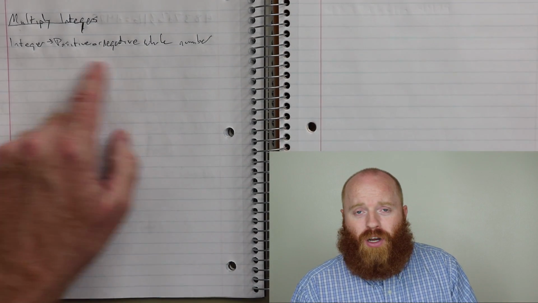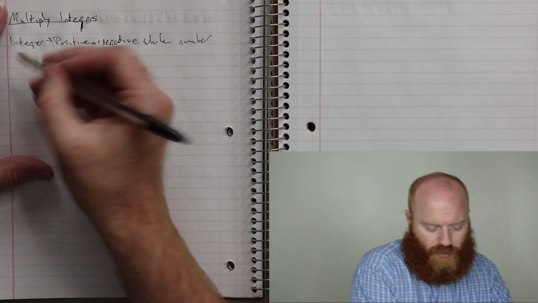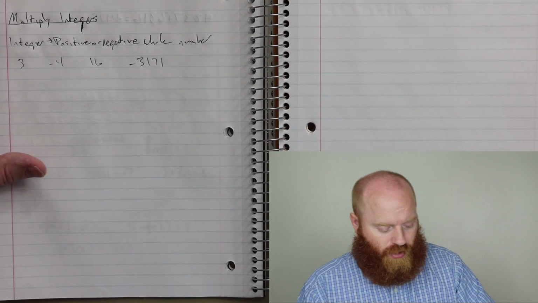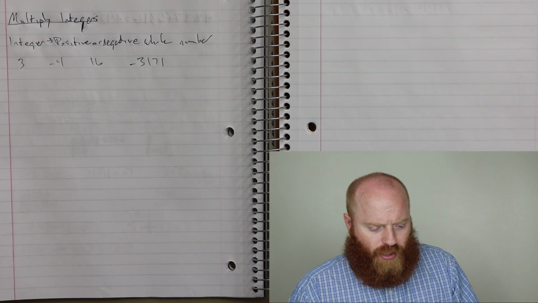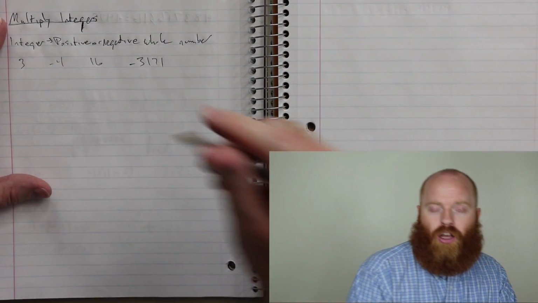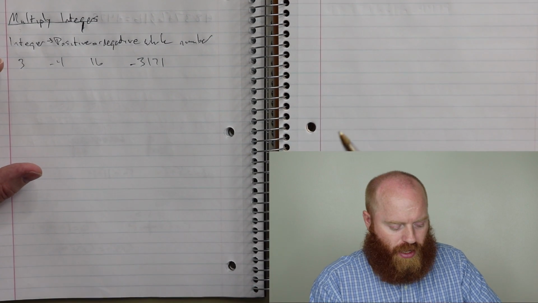An integer is a positive or negative whole number, and we're going to be multiplying. For instance, some integers might be 3, negative 4, 16, negative 3,178, or whatever. These are all integers, positive or negative whole numbers. We're going to be multiplying them. So let's take a problem. Let's say, and there's a lot of different ways to express multiplication in math.